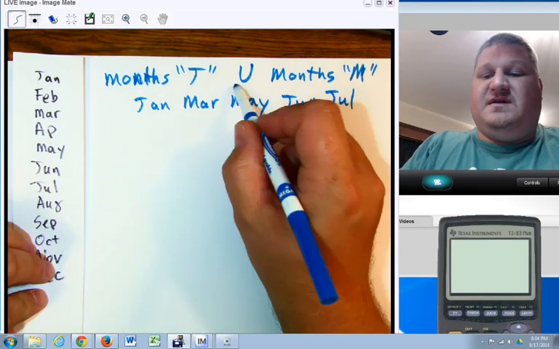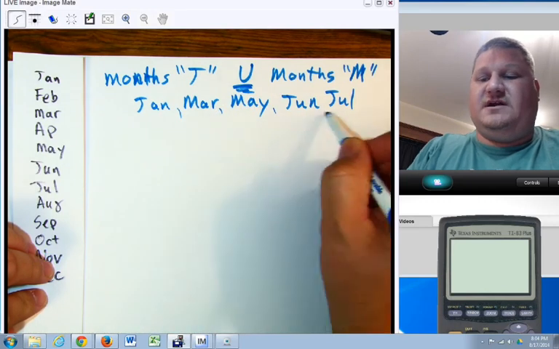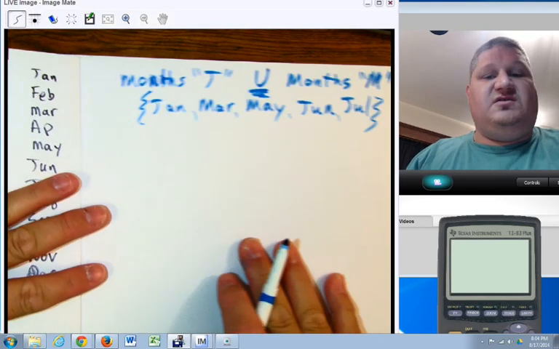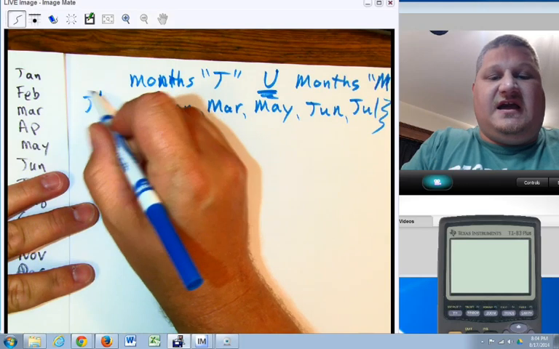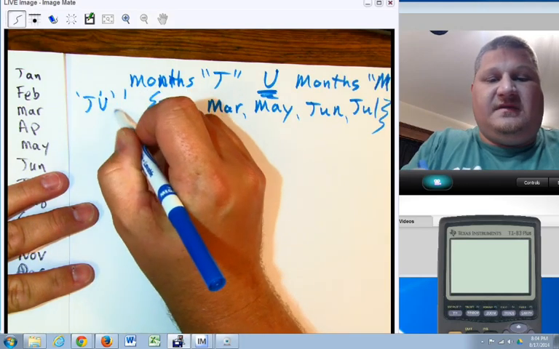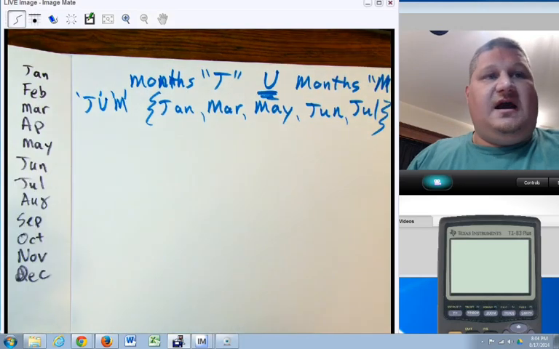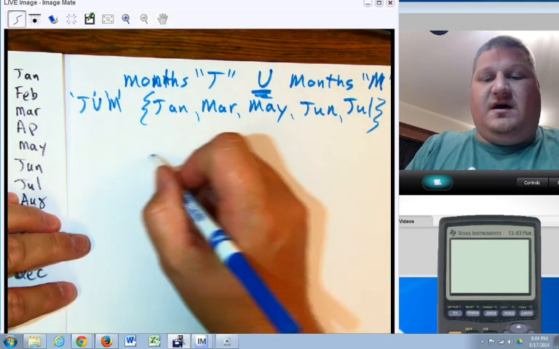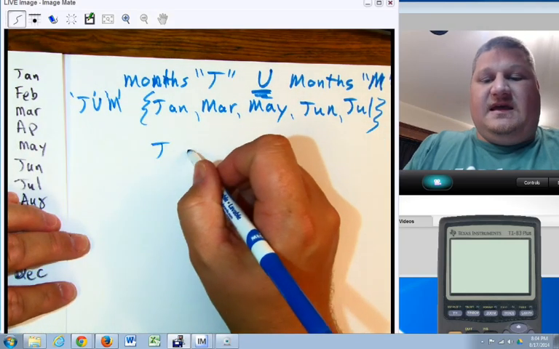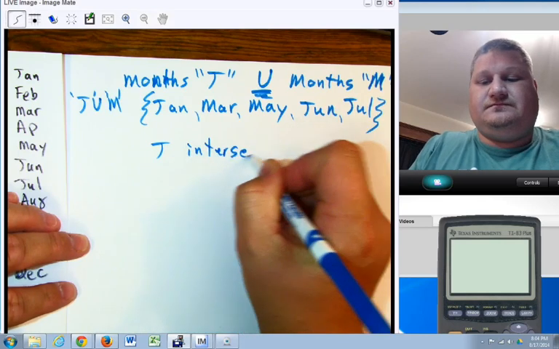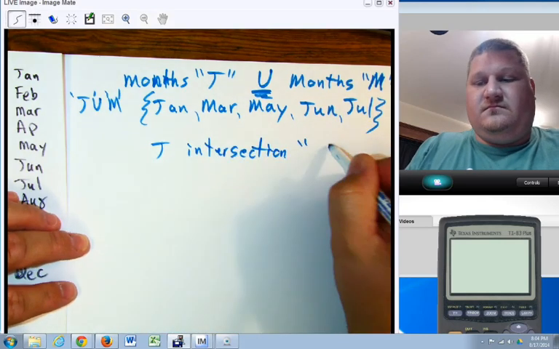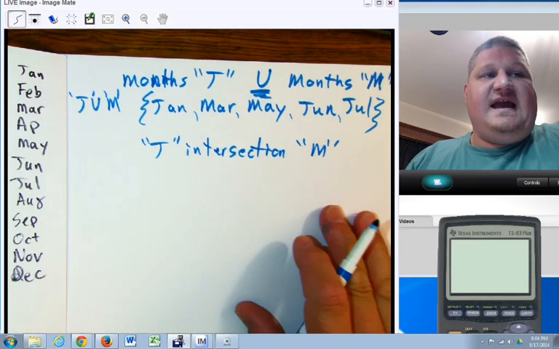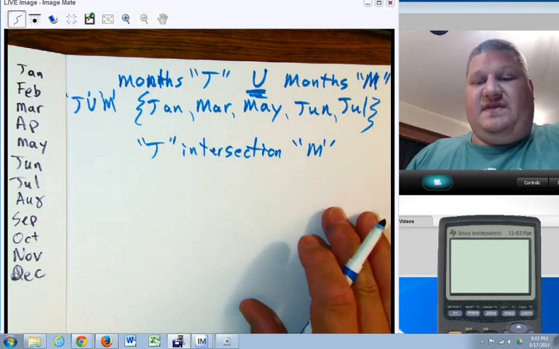So this would be the union. That would be the all-inclusive set, and we would put them in brackets. And if I wanted to give it notation, I would say J union M. Now, in this case, that's a union, that's together. If I wanted months of J intersection M, that would be months that start with J and months that start with M. They have to be both.